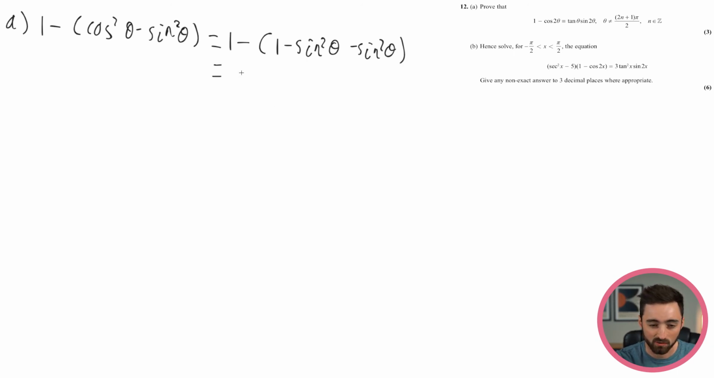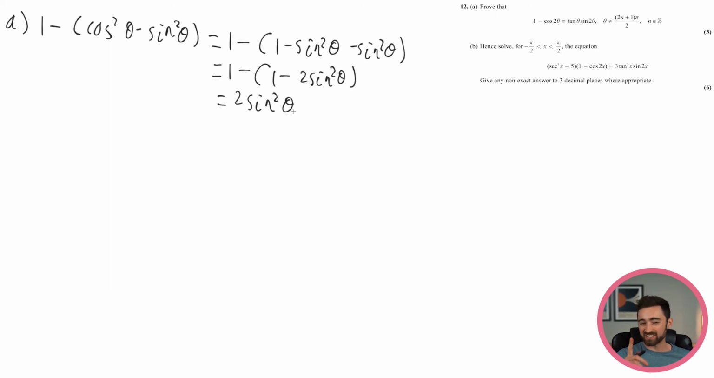And then I'm going to show you kind of what I mean by this. So this is going to be 1 minus 2 sine squared theta. The ones are going to cancel. This 2 is going to become positive. So that's going to be 2 sine squared theta.